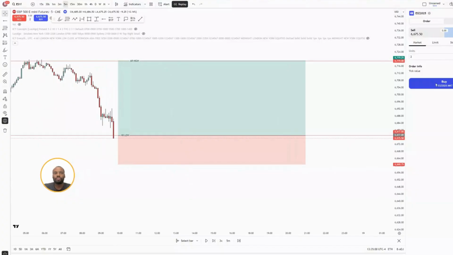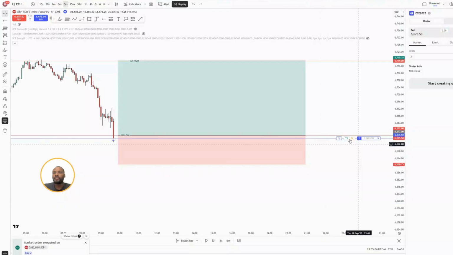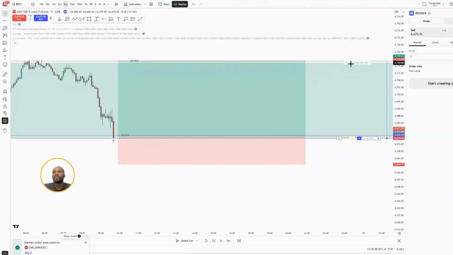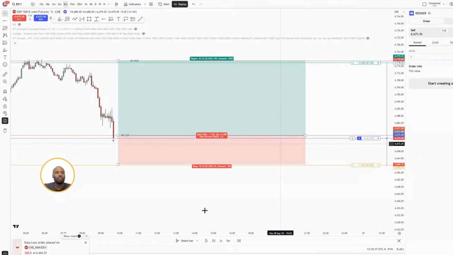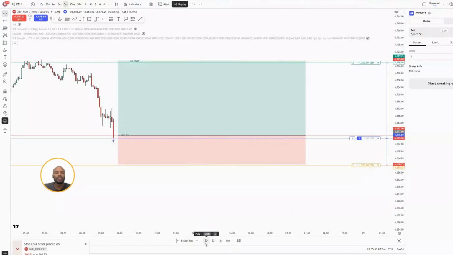So we will just put in our buy order now. And then let's see if we were to move our take profit. That's about a $4,200 trade. And if we move our stop loss, that's $1,500. Risking $1,500 to make almost $4,000, that's quite sick, right?